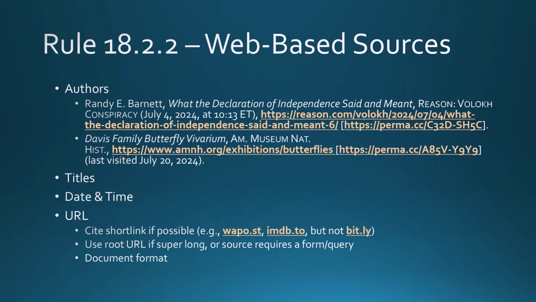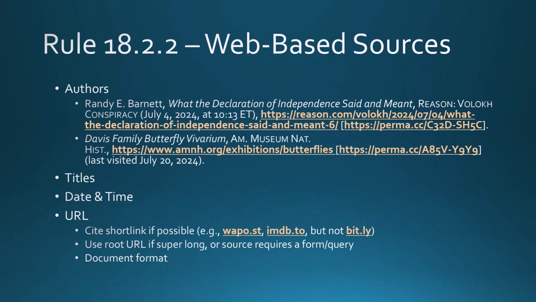However, if there is an institutional author available, use that. Do not list the institutional author if it would be clear from the domain name. If a web page does not have a title, you can create your own descriptive title. If the web source has a date and time marked, use that in the source. If the source is undated, use the date and time of the last time you visited the source.